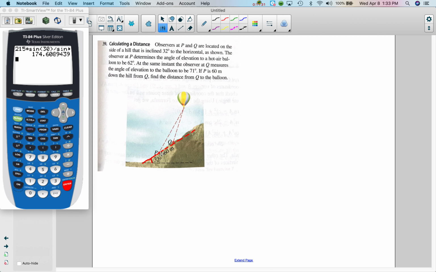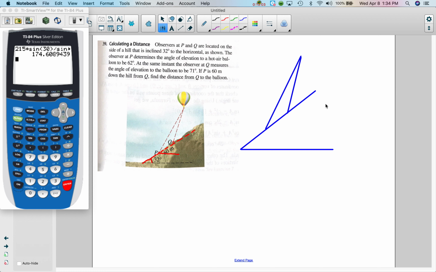Now remember, the angle of elevation is always measured from the horizontal, so it's measured going like this. At the same instant, the observer at Q measures the angle of elevation to the balloon to be 71 degrees. If P is 60 meters down the hill from Q, find the distance from Q to the balloon. Okay, so I'm going to take a minute and redraw this with the parts that we would want to label.